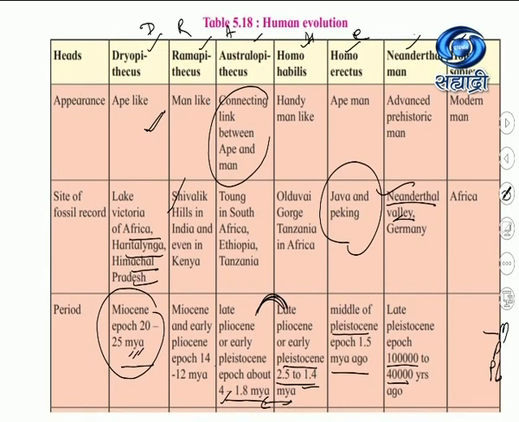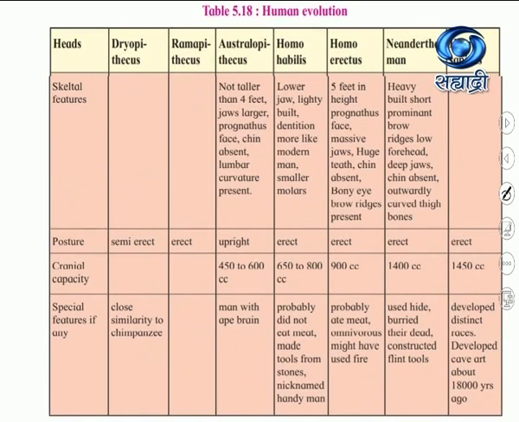So see, only 4 epochs we are studying: Miocene, Pliocene, Pleistocene, and now it is Holocene. So let us see the skeletal features of Dryopithecus and Ramapithecus. Not special skeletal features because they're almost like apes. Body was covered with hair, semi-erect posture, no chin, cranial capacity is very less, and they were bipedal.